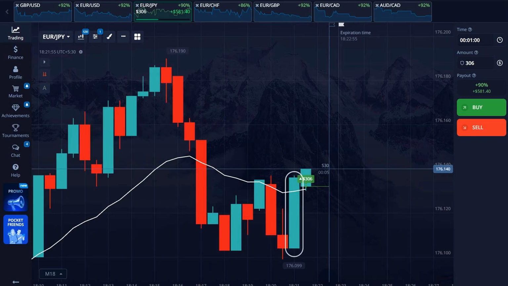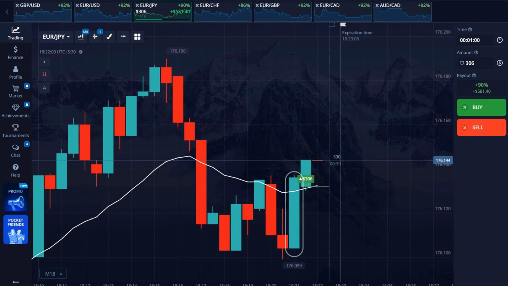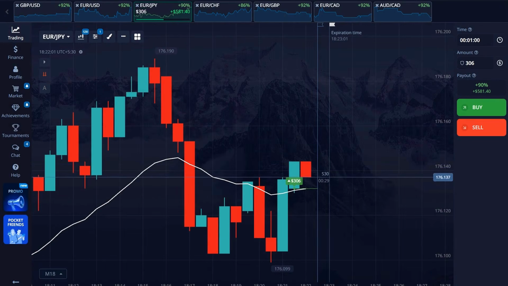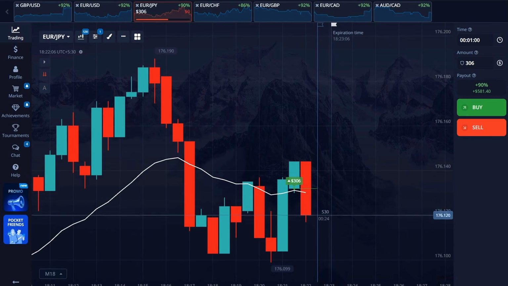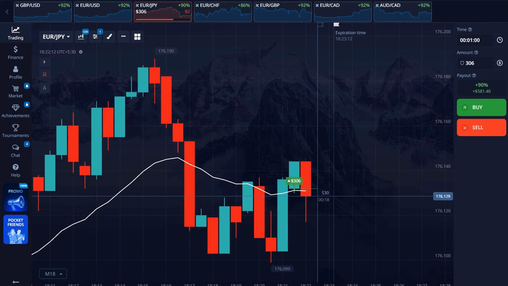Notice how cleanly the third candle breaks structure. This is the moment when momentum shifts from sellers to buyers. As the next few seconds unfold, price continues to push upward. The bullish pressure is increasing and the candles are forming higher lows. The EMA 20 line is slowly turning upward, confirming that short-term sentiment has changed.